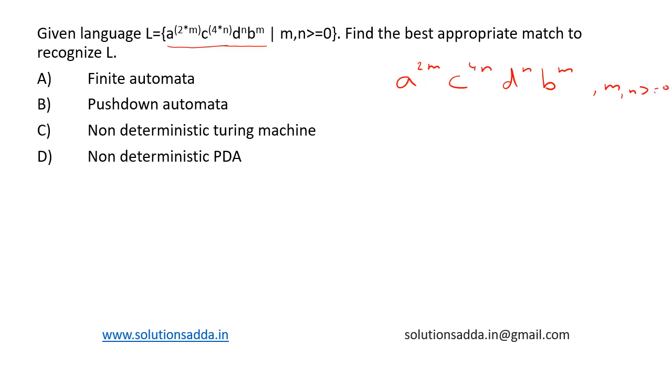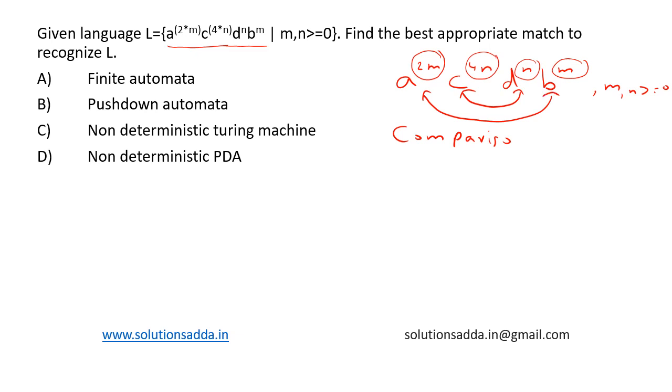So from this itself we can understand that there is a sort of comparison that has to be made while accepting this, because the number of d's should map with 4 times n c's, and the number of b's should be half the number of a's. So there we have a comparison involved. We have to compare these two and we have to compare these two. Since there is a comparison involved, we cannot use finite automata as it requires memory. So finite automata is directly not the correct answer.